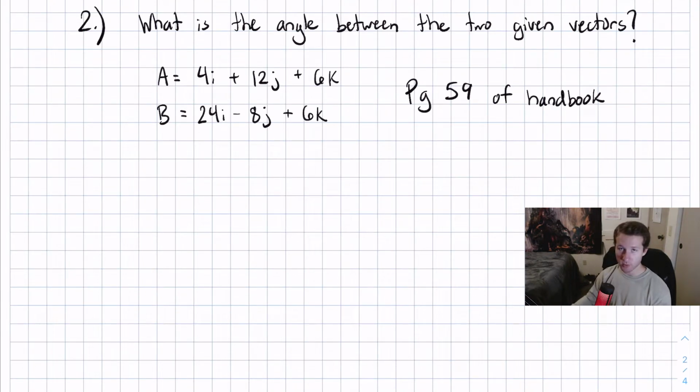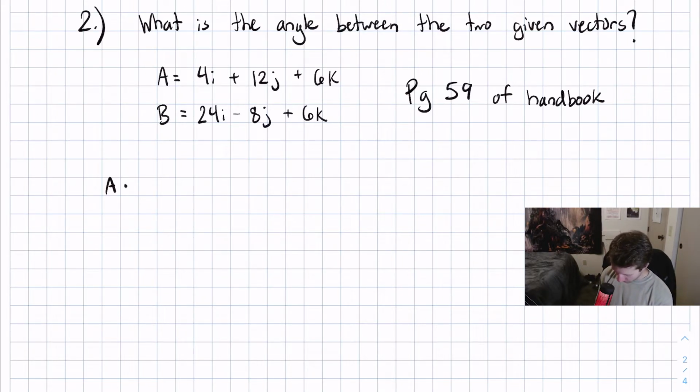Okay, so for this next one, we got some more vector math. And this one is asking what is the angle between the two given vectors. So we got a vector, which is 4i plus 12j plus 6k. B is 24i minus 8j plus 6k. So for questions like these, whenever they're asking for angle between vectors, you're going to want to have the dot product in some fashion. You can find this equation on page 59 of the handbook. I'll have it referenced in the description.